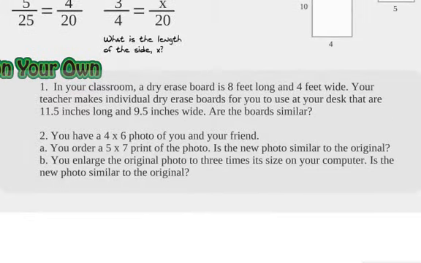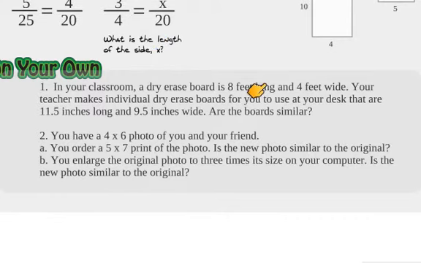All right, in your classroom, a dry erase board is 8 feet long and 4 feet wide. Your teacher makes individual dry erase boards for you to use at your desk. They are 11.5 by 9.5 inches. Are these boards similar? Have any idea? We'll set up a proportion just like what we did up here. Set them up.